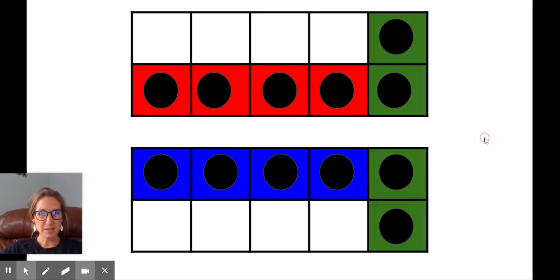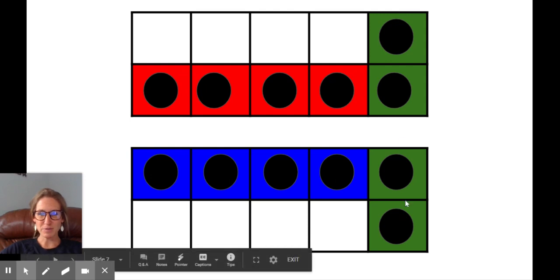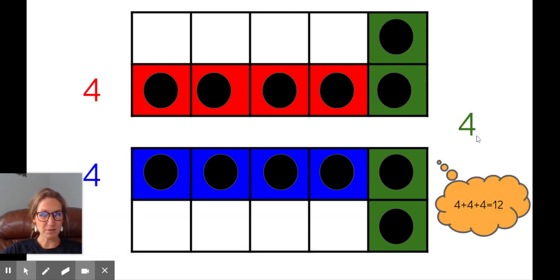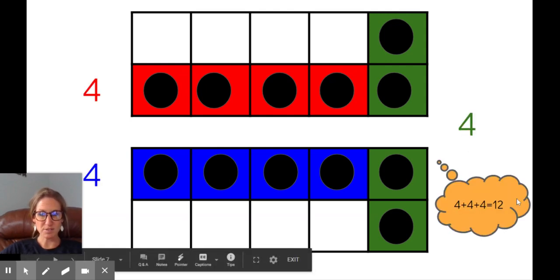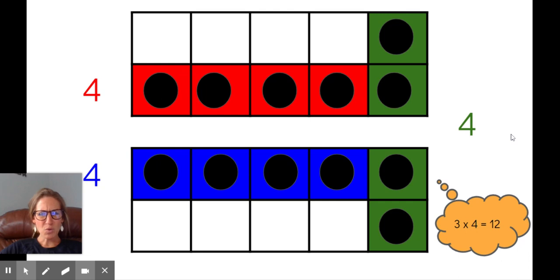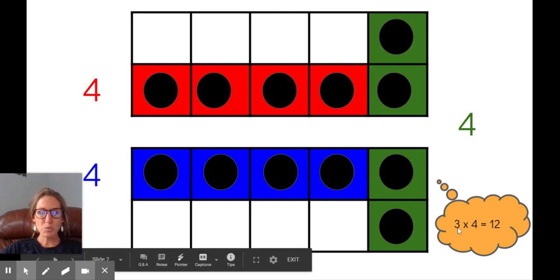Another way your brain might have seen it is a tiny bit different. You might have seen a group of 4 and another group of 4, and then look at this vertical group of 4. That's pretty awesome. All right, so 3 4s. When you put the 3 4s together, 4 plus 4 plus 4, that would be a total of 12, like we talked about before, right?